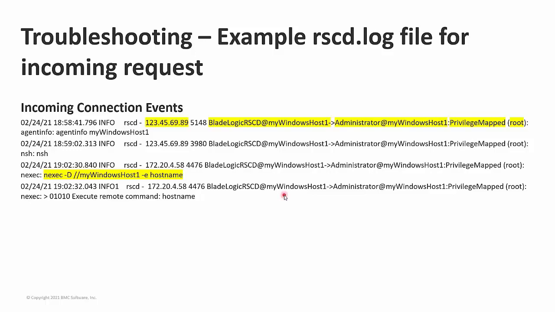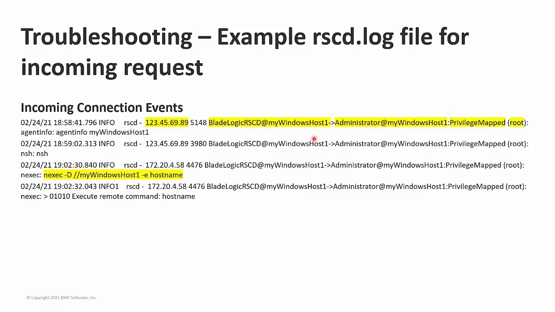In this slide, I have an example rscd.log file snippet, which consists of the incoming request. What we see in this particular snippet is that whenever an incoming request has been received by the RSCD agent, it will consist of the source IP address, showing which host is actually trying to connect. It will also show what kind of mapping is getting done, like we see privileged map. Which user is getting mapped to the BladeLogic RSCD account? In this scenario, it's administrator.